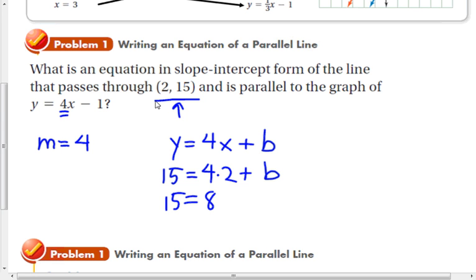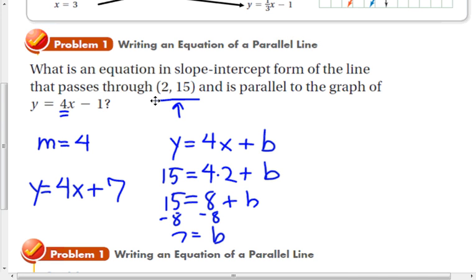And 4 times 2 is 8. Subtracting 8 from both sides, we get b is 7. So my equation is y equals, we need the same slope, so 4x plus I need this new y-intercept, 7. All right, you try that.